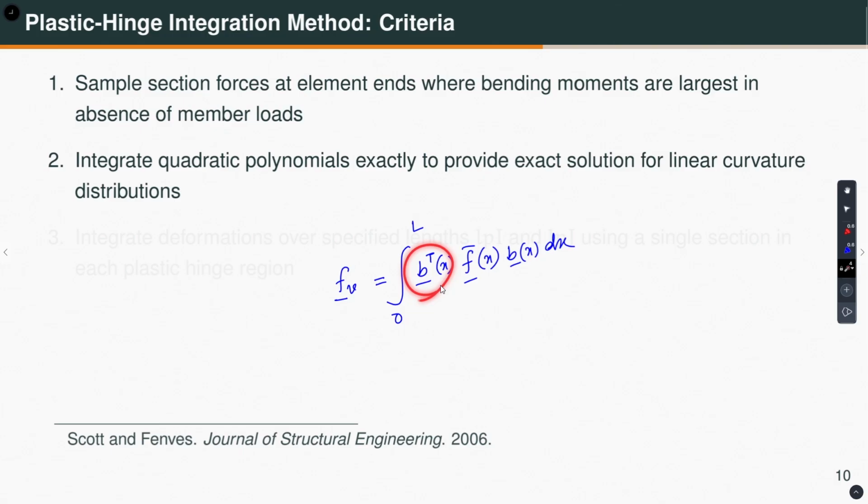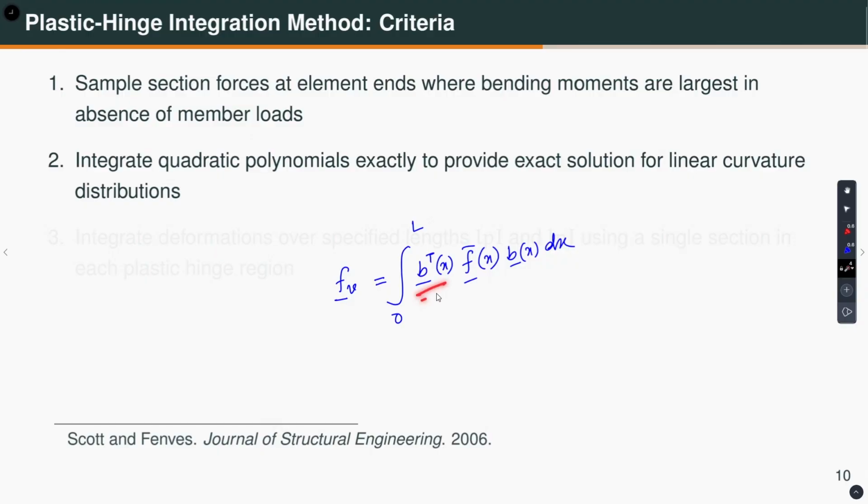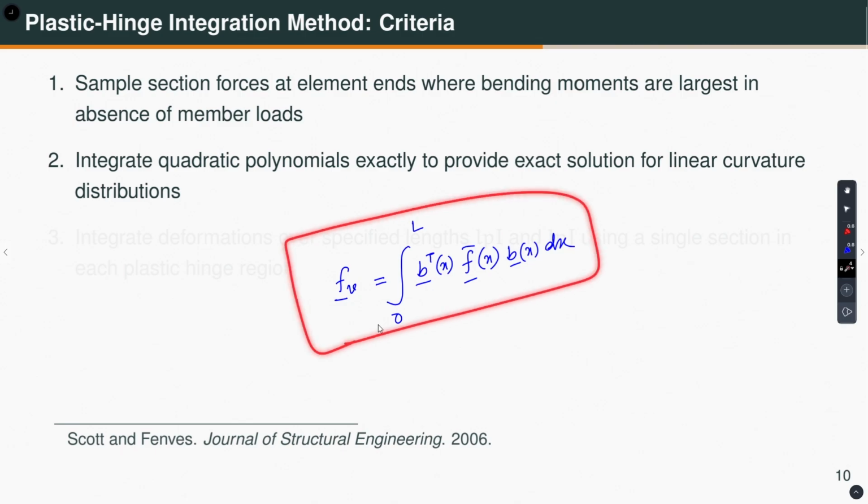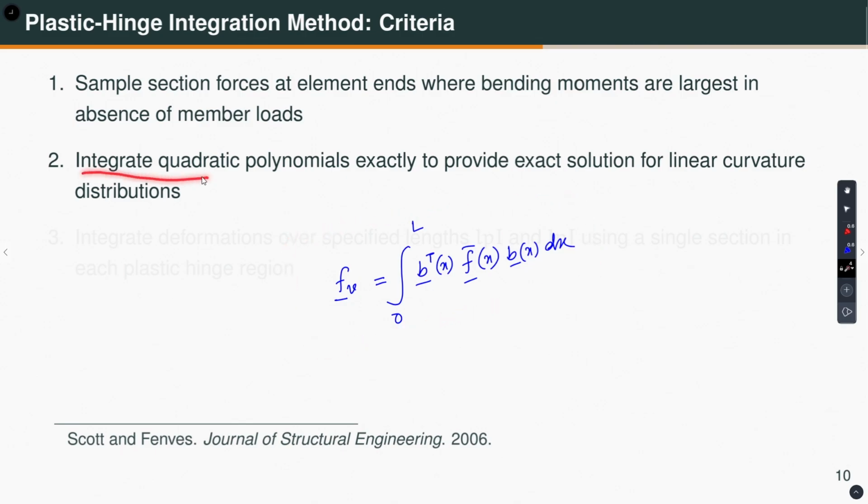Now, what is this B? Well, B is a matrix containing linear force interpolation functions, which is exact because I know how bending moment varies if there is no element load. If there is element load, of course, I know how it varies, right. So, when there is no element load, B has linear polynomials, and then we are doing B transpose B here. Within that, I have the section flexibility matrix. Okay. So, this product becomes quadratic. So, for linear elastic behavior, I should be able to get the exact solution. So, this is the second criterion. We should be able to integrate quadratic polynomials exactly to provide exact solution for linear curvature distributions.